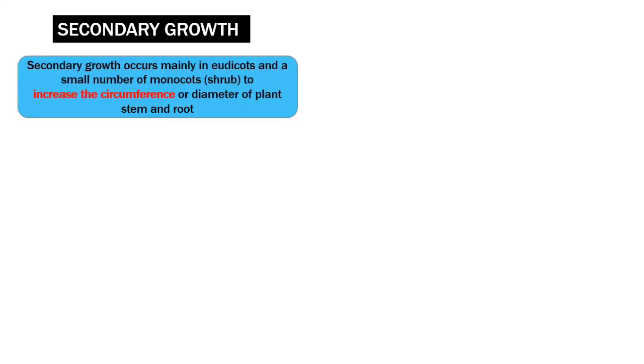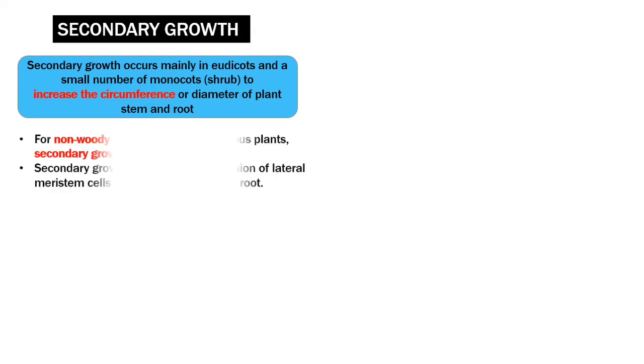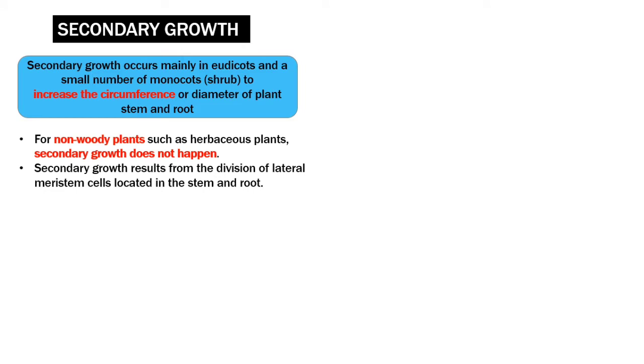Next, we discuss about the secondary growth. The other type of growth is secondary growth. Secondary growth occurs mainly in eudicots and a small number of monocots, like shrub, to increase the circumference or diameter of the plant stem and root. For non-woody plants, such as hibiscus plant, secondary growth does not happen. Secondary growth results from the division of lateral meristem located in the stem and root.